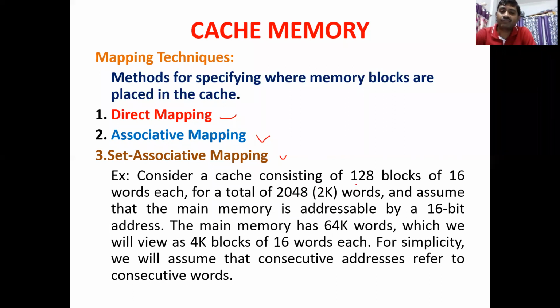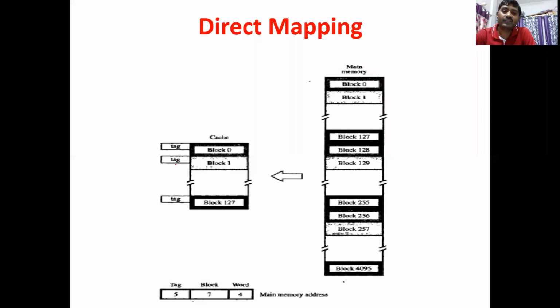We have a cache memory of 128 blocks of 16 words each, for a total of 2K words, right? So this is the cache memory description, and the main memory address is a 16-bit address, and the memory has 64K words, which will be viewed as 4K blocks of 16 words each. For simplicity, everything will be consecutive, continuous addresses, that we will be viewing for our assumption purpose.